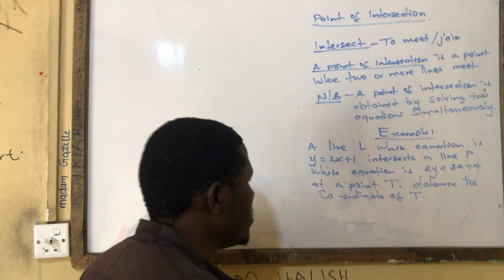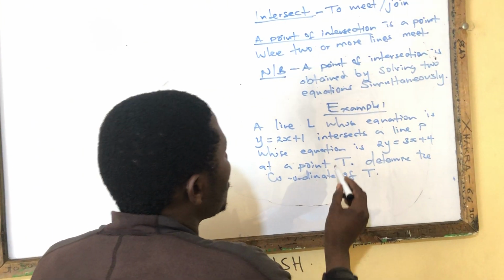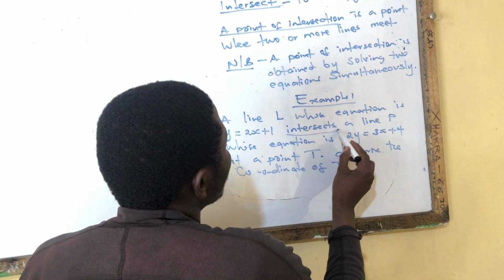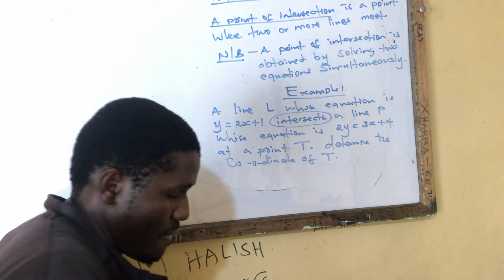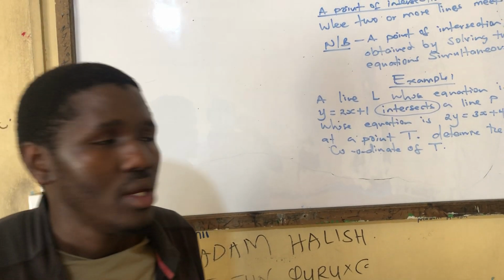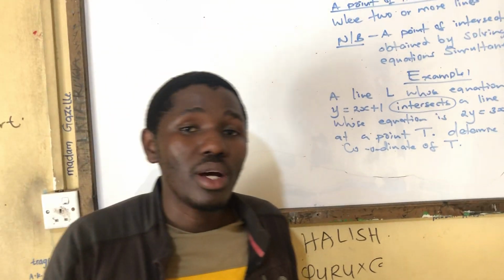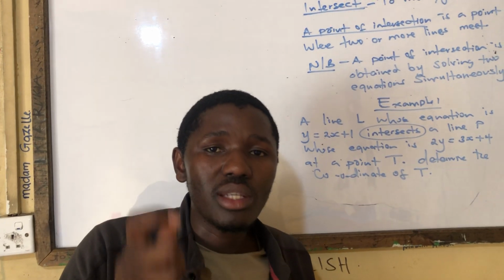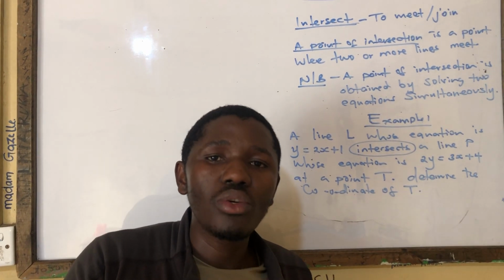In this question, do take note, the key word here is intersecting. These two lines are intersecting. So basically, what is the question asking of you? The question is asking you to obtain a point of intersection.